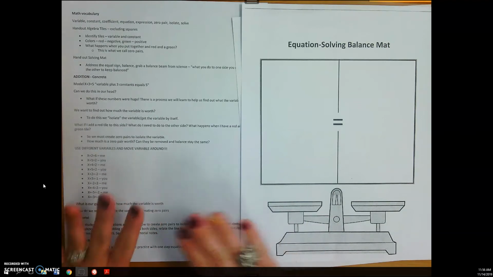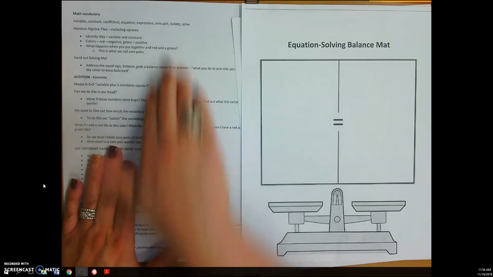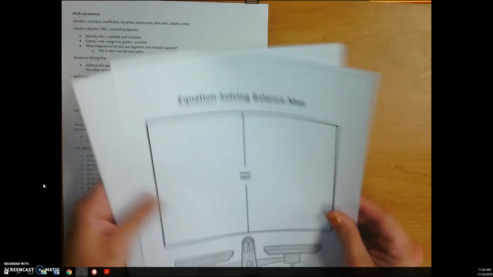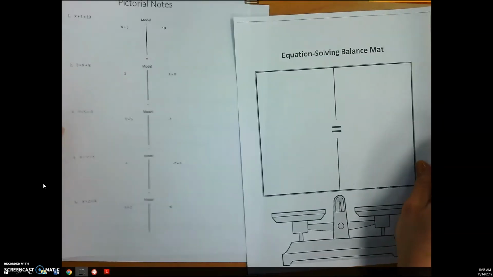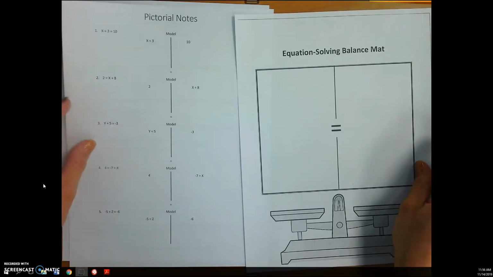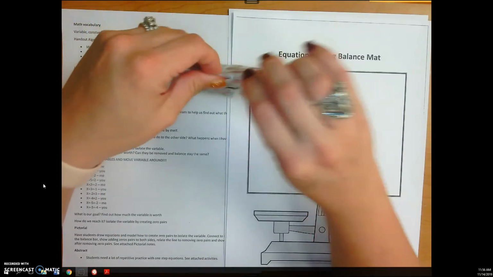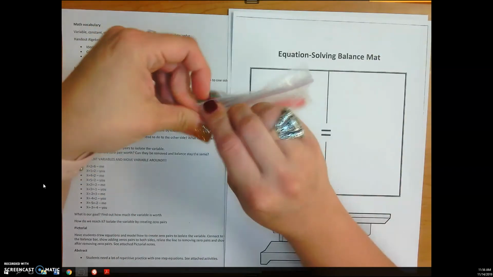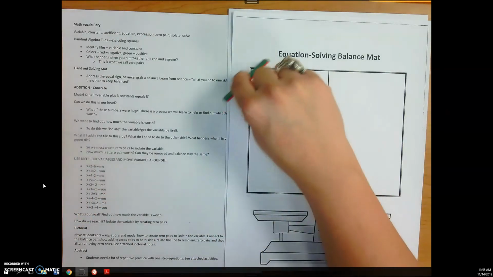Things you need. This is your lesson. This is the teacher version here. The students will need an equation solving balance mat. And they will also need a pictorial page that we will get to at the end. So we're going to start out with the balance mat. And, of course, they need their algebra tiles. Right now, since we're doing addition, they're only going to need one variable.